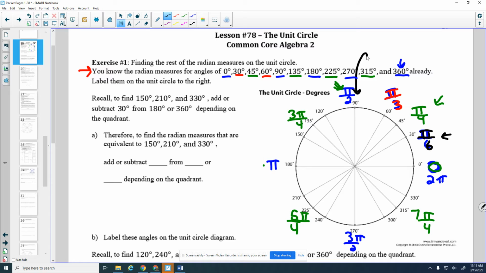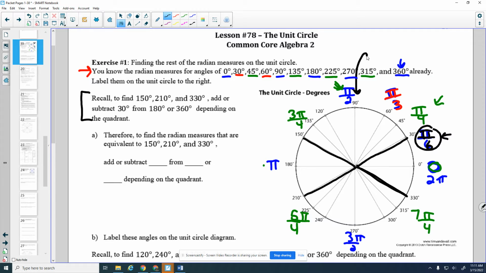So we're going to actually start with this pi over 6. Over here it says, recall to find 150, 210, and 330, we added or subtracted the 30 from the pi over 6. So we're going to do the same thing with the radian measure. So here we have pi over 6, equivalent to 30.